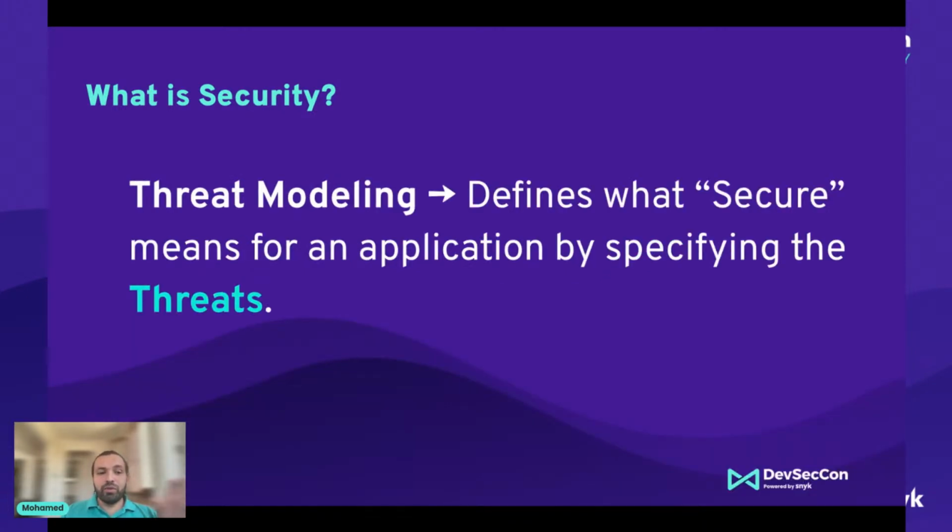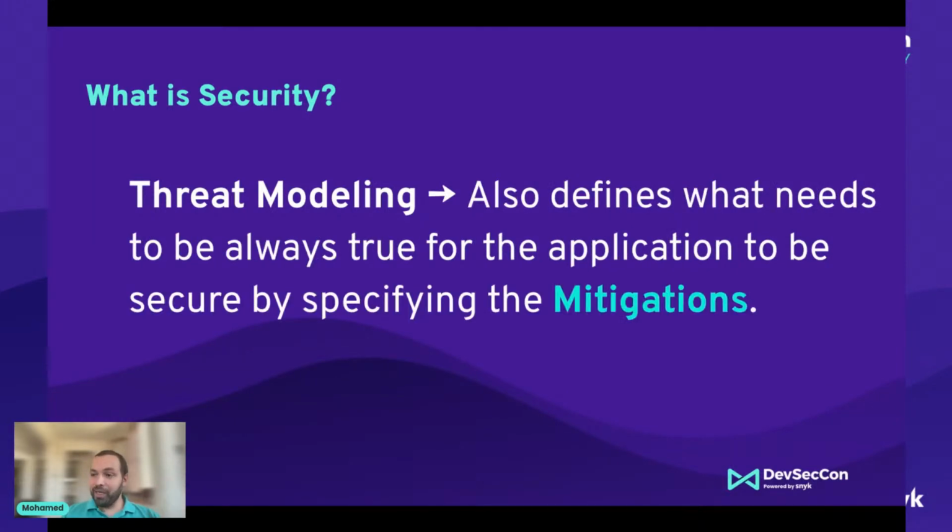In other words, what threat modeling does is define what secure means for your application. If you know what you need to be secure from, then you know what secure means. And also, if you know the mitigations, you know the things that always need to be true for your application to be secure. So if you want to be secure from SQL injection, you always need to be using parameterized queries. This mitigation always needs to be true for your application to be secure. If you are using raw queries or whatever, then you potentially could be vulnerable here. So this is basically one of the key benefits of threat modeling. You know the list of things that always need to be true for your application to be secure.